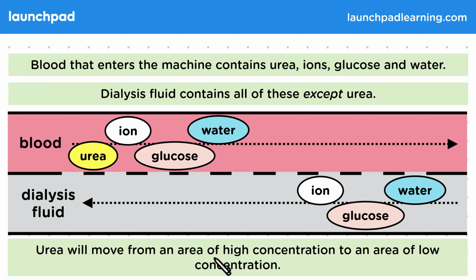Urea will move from an area of high concentration to an area of low concentration. Another way of describing this movement is down a concentration gradient. Once in the dialysis fluid, this urea can then be disposed of.